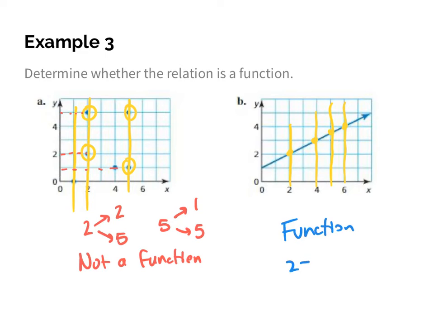Okay, 2 is paired with 2. 4 is paired with 3, and so on, just using my graph to find those values.